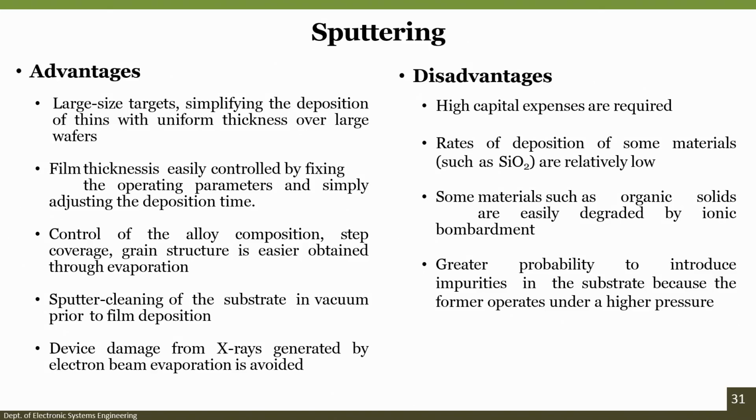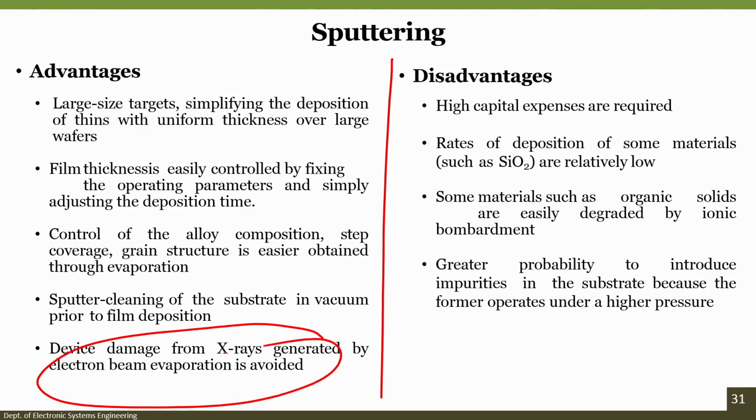So, if I want to consider the advantages and disadvantages of a sputtering system, I can consider these advantages. First, in sputtering, a large size target can be sputtered with a uniform thickness over large wafers. Film thickness can be controlled, and control of alloy composition, step coverage, and grain structure can be done. Sputter cleaning of the substrate in vacuum prior to film deposition is possible. Device damage from X-rays generated by electron beams is avoided, because if I incident an electron beam, there is a generation of X-rays, we know it from physics. So, if I want to avoid those X-rays, then I would go for sputtering.